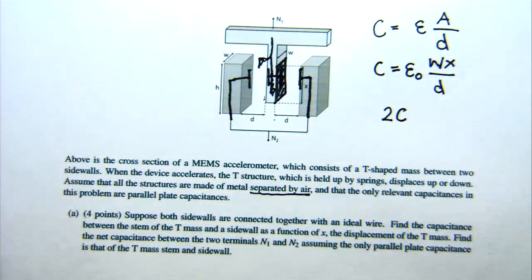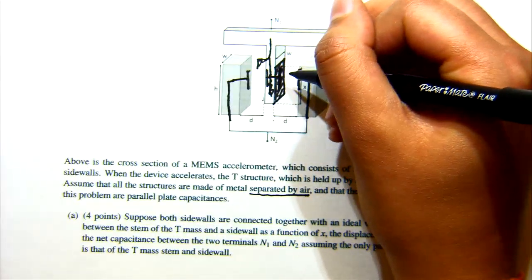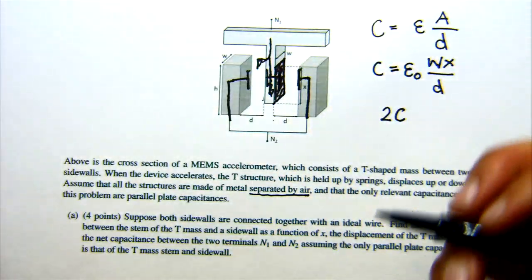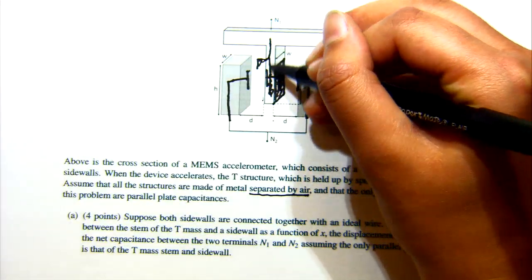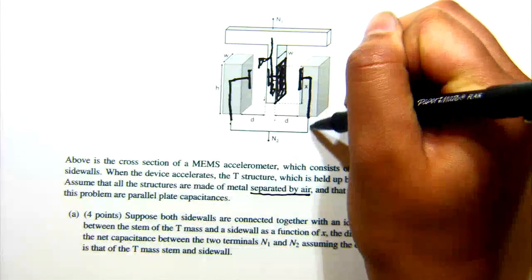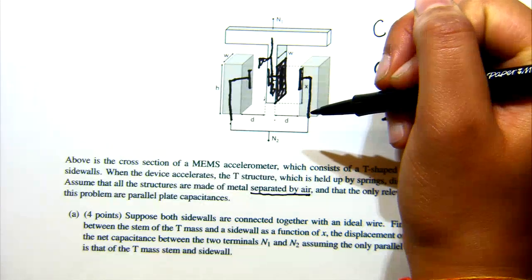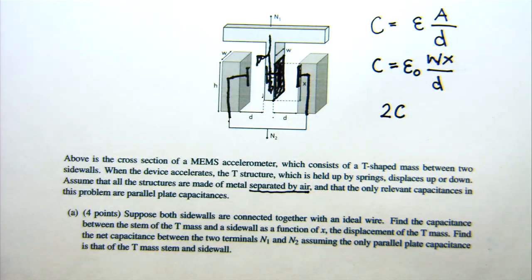Ignore that line right there. Does that make sense? Apologies that this is black over black. But these are the two parallel plates right here. They're connected from N1 through here, and then they're connected to N2 via the sidewalls. Does that make sense? That's a good idea to draw it.